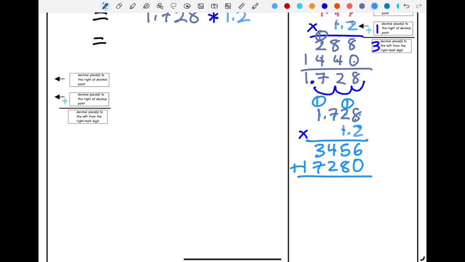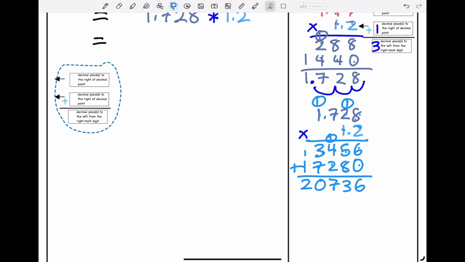Now we add. 6 plus 0 equals 6. 5 plus 8 equals 13. Carry a 1. 4 plus 2 equals 6, plus the 1 we carried is 7. 3 plus 7 equals 10. Carry the 1. And 1 plus 1 equals 2.